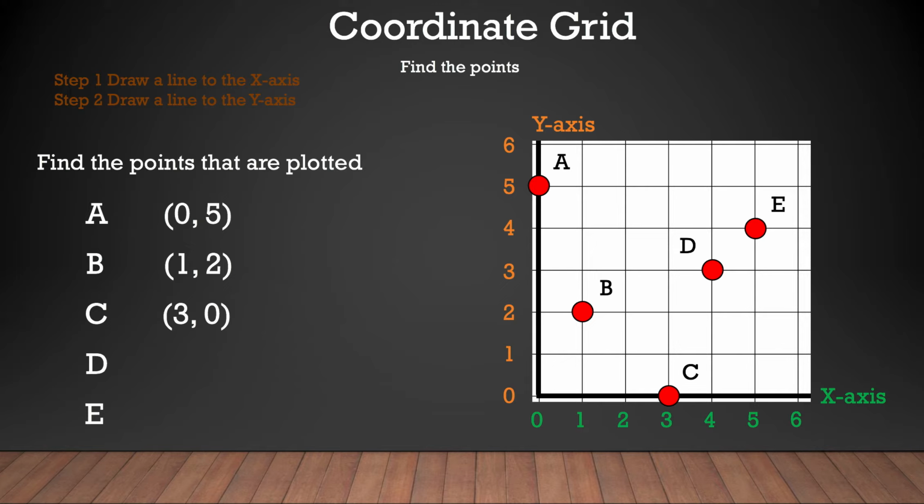Now let's take a look at D. We're going to do step 1, draw directly to the x-axis, which is 4. And now step 2, draw to the y-axis, which is 3. So that means my point is 4, 3. So let's take a look at E. Following step 1, draw to the x-axis, which is 5. And then draw to the y-axis, which is 4. And then your point is 5, 4.